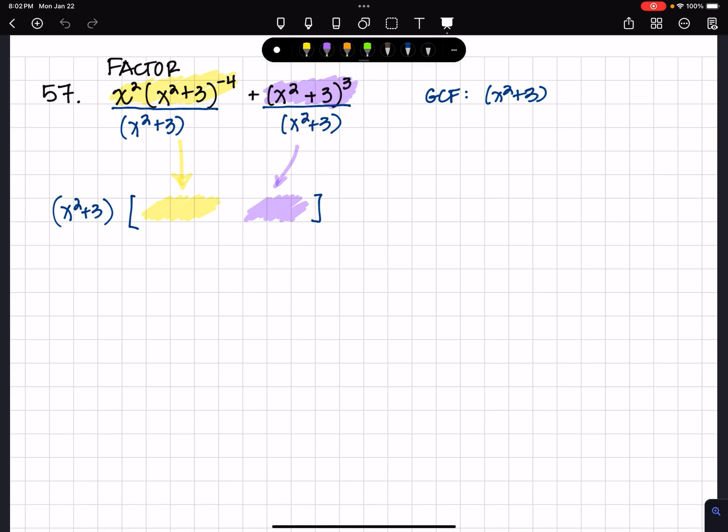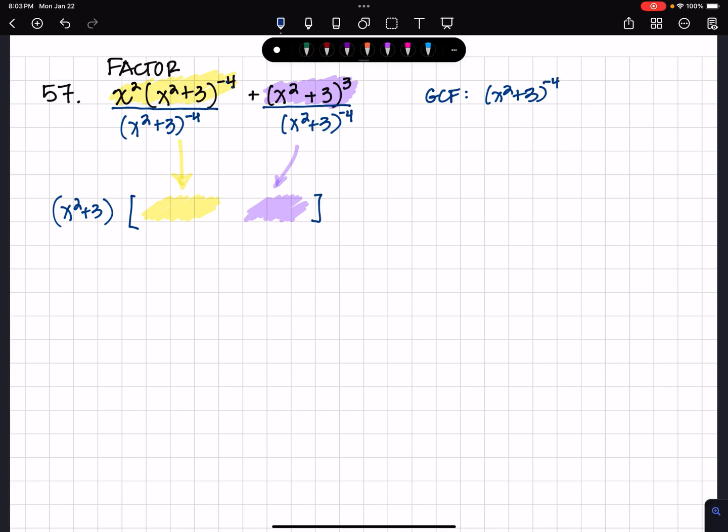Then you look at the exponents and you see which one is the smaller exponent. Well, the smaller exponent is -4. And you've potentially never done this before, so this is new. This is what you would do in a calculus class, and it's really not that challenging once you see an example or two. So I'm going to take the smaller of the two exponents, which is -4, and that's going to be the greatest common factor: x squared plus 3 raised to the -4.